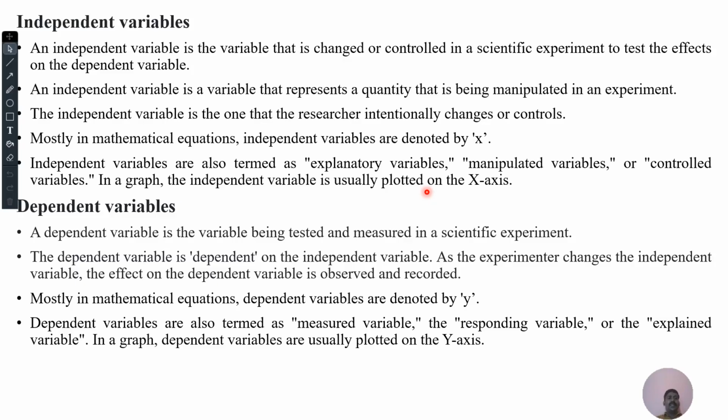The dependent variable is a variable that is being tested and measured in the scientific experiment. So the independent variable is what you control, and you measure its effect on the dependent variable. The dependent variable is always dependent on the independent variable. When the experimenter changes the independent variable, the effect shows up in the dependent variable. In mathematical terms, the dependent variable is denoted as y. It is also called the measured variable, responding variable, or explained variable. In a graph, it is plotted on the y-axis.